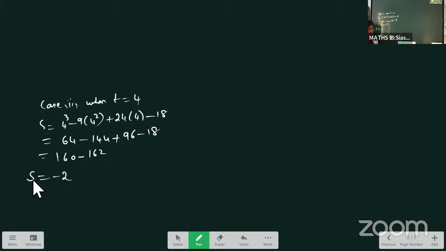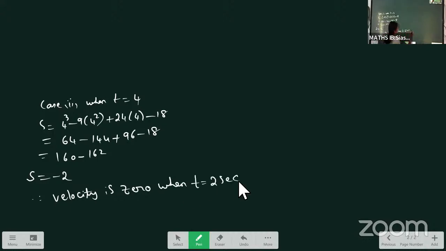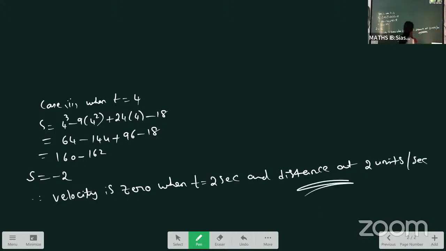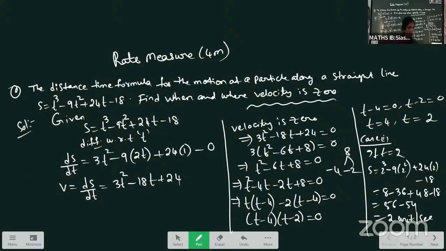Never distance be negative. Therefore, what is the conclusion? Velocity is 0 when T is equals to 2 seconds, at 2 units per second. So like this, we have to give the conclusion. Go on.